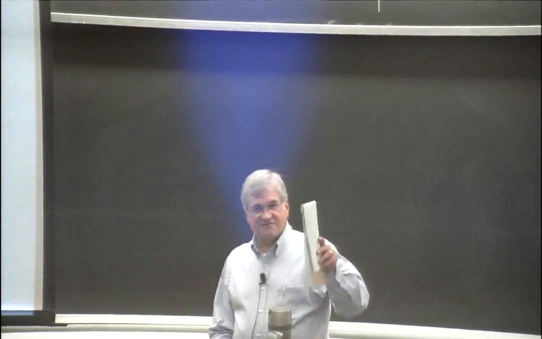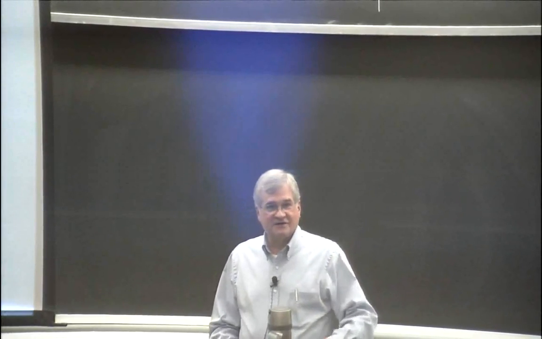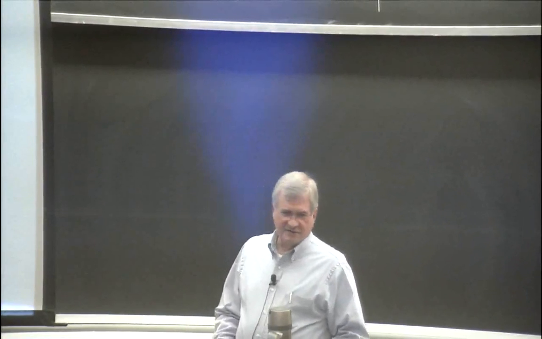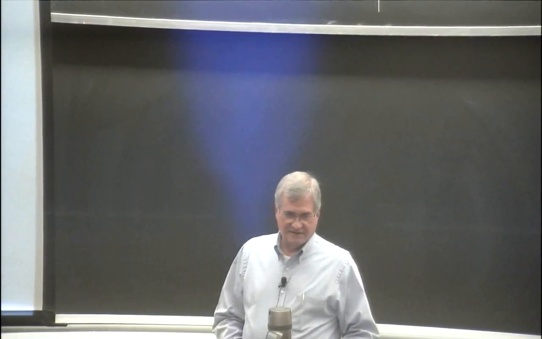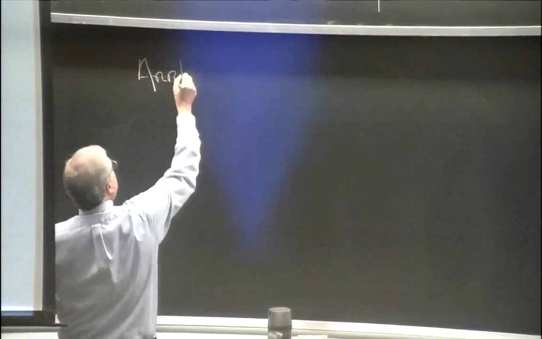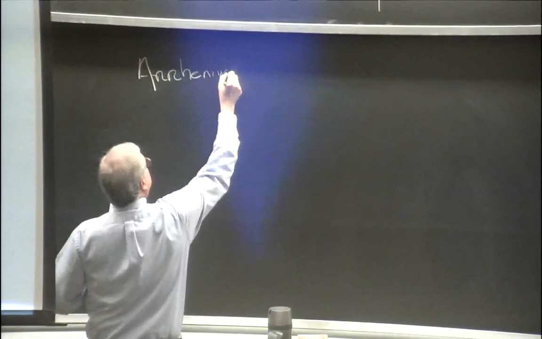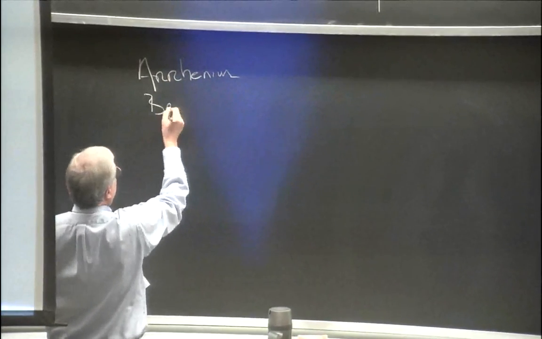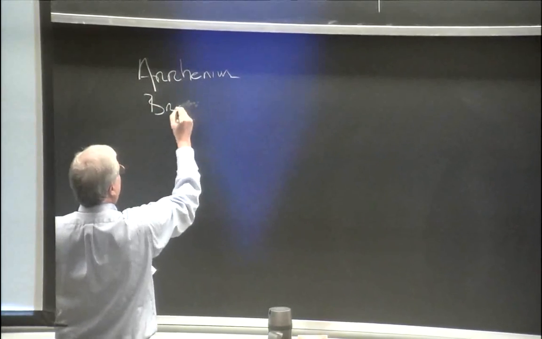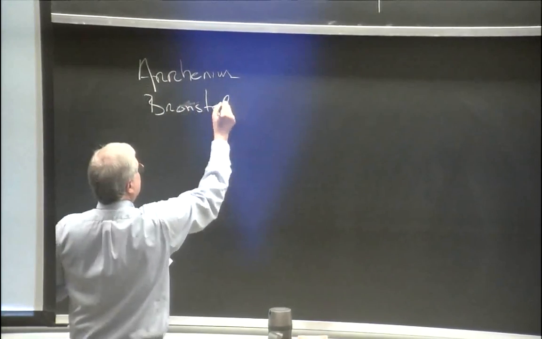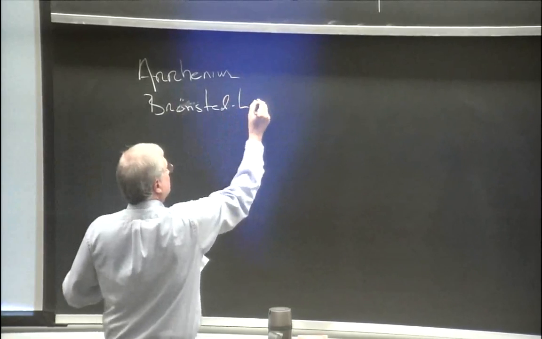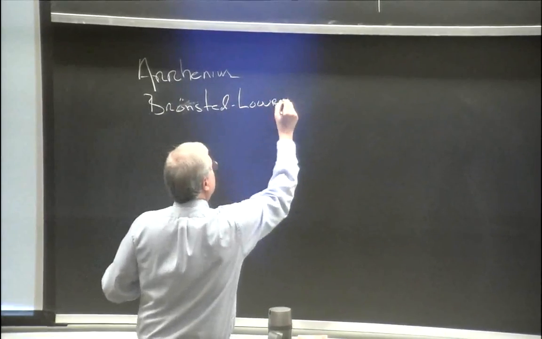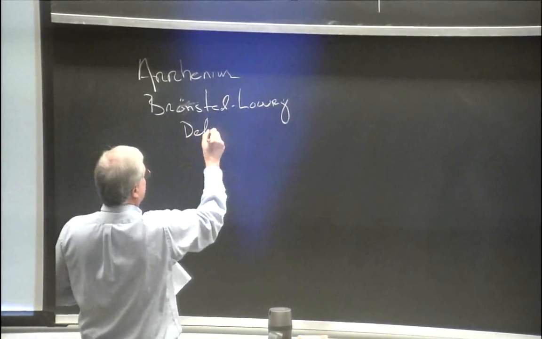Now, today we're going to get a new definition. The gentleman up there gave the definition I'm about to give, so you're ahead of the game. We didn't talk about Bronsted-Lowry last lecture, did we? No, we didn't. All right, so we have the Arrhenius definition, and now we're going to have the Bronsted-Lowry definition of acids and bases.